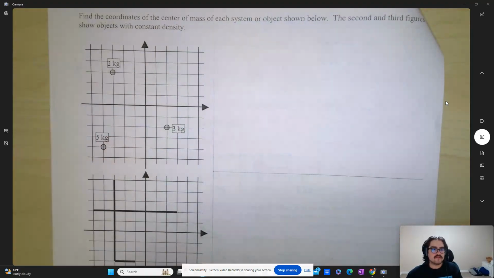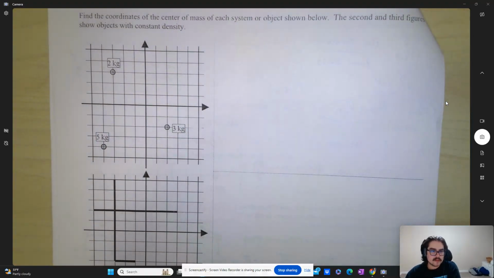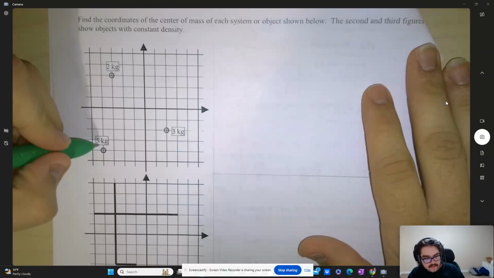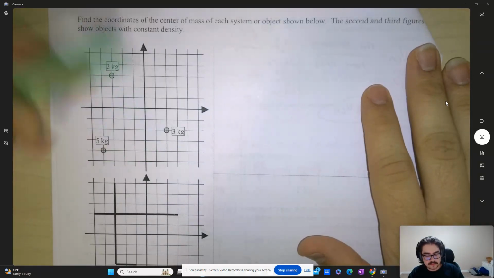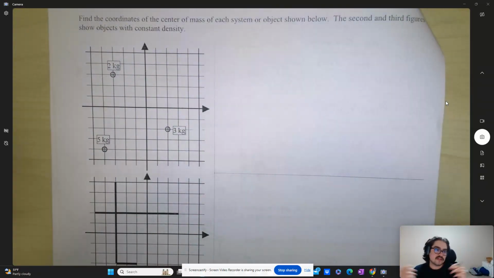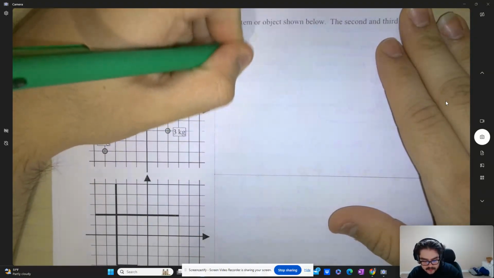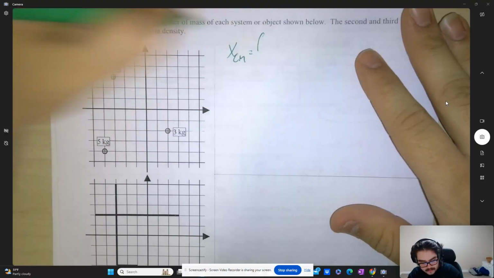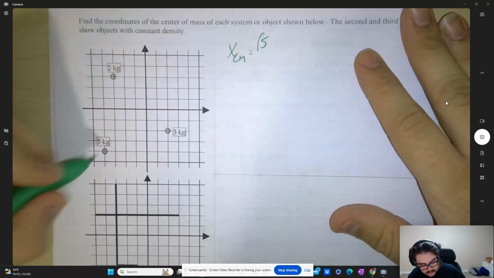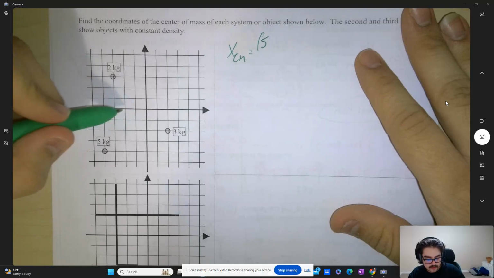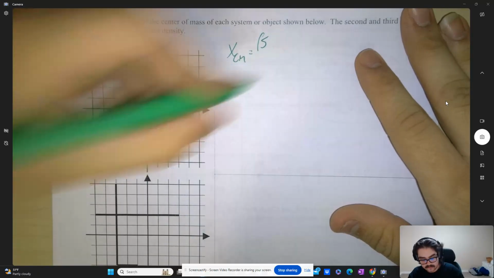So first off, we've got a system of 3 particles, and we need to figure out the center of mass of those. I've got my 5 kilogram down here, 2 kilogram up here, 3 kilogram right there. I need to solve for the x coordinate of the center of mass and then the y coordinate. So I'll do the x coordinate of the center of mass, which will be equal to, I take my 5, and I take the x coordinate of the 5. So 1, 2, 3, 4, so -4.